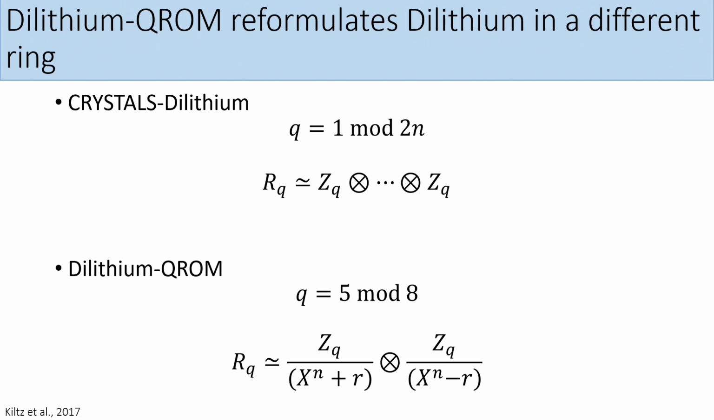But when Q is equal to 5 mod 8, instead the best we can guarantee is that R_Q is isomorphic to the product of 2 sort of rings, Z_Q over X^N plus R for some integer R, and Z_Q over X^N minus R for that same integer R. This, among other things, precludes the use of the number theoretic transform, and instead requires the use of much slower algorithms when multiplying ring elements.